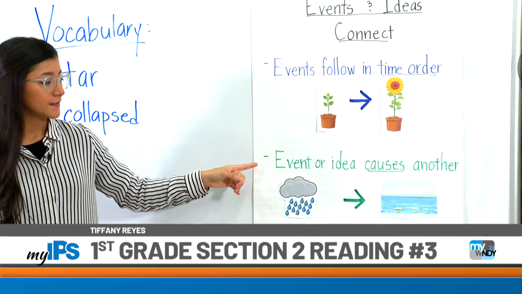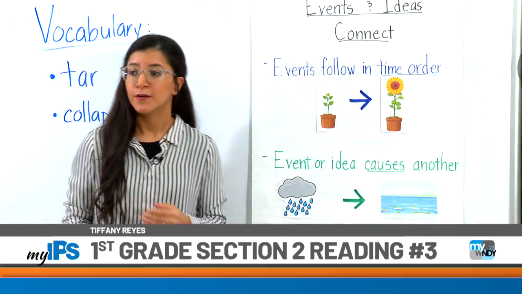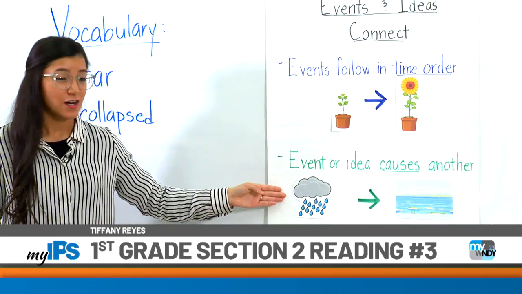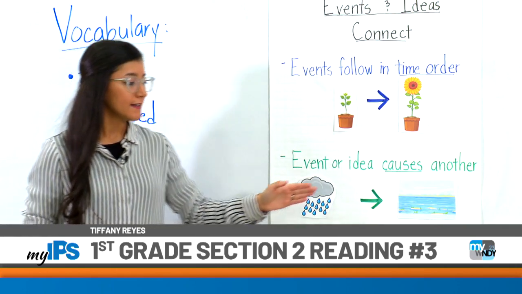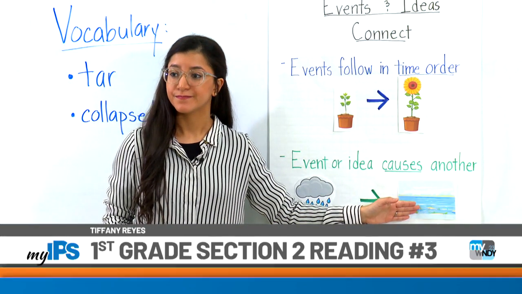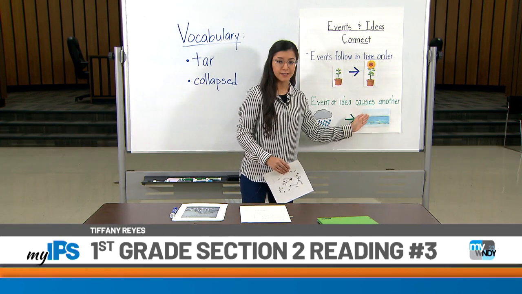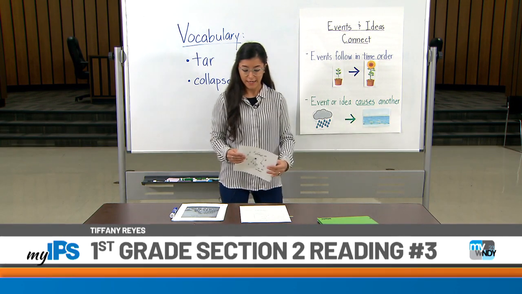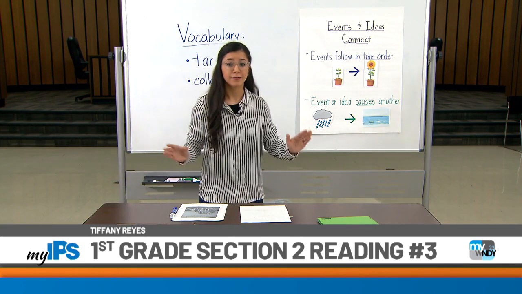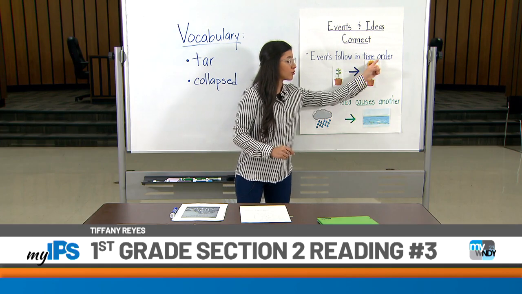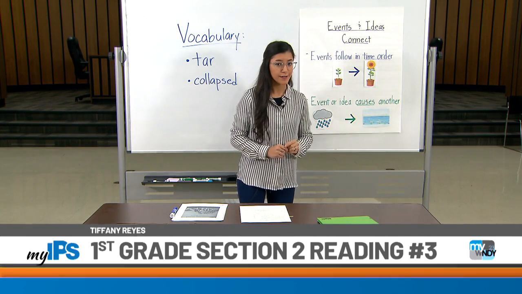The other way is that one event or idea causes another. For example, it starts to rain a lot, very, very heavy rain, and then it gets flooded. In this case, the rain caused the flood. So now we know that, like these dots, events and ideas can connect in different ways. Remember, in time order, or one causes the other, okay?